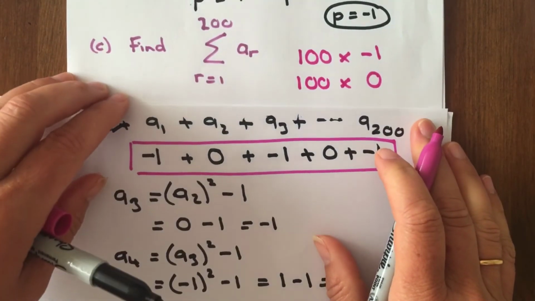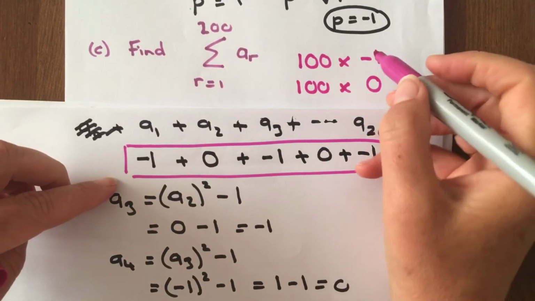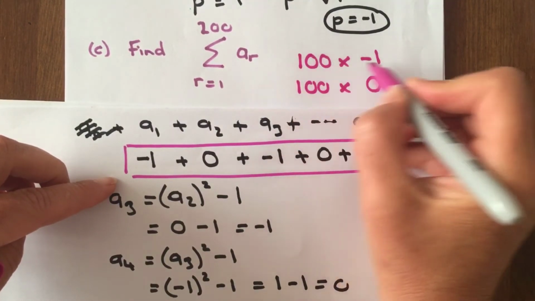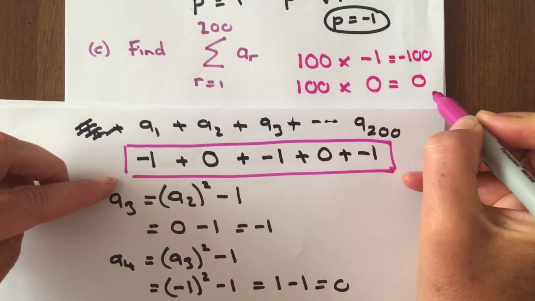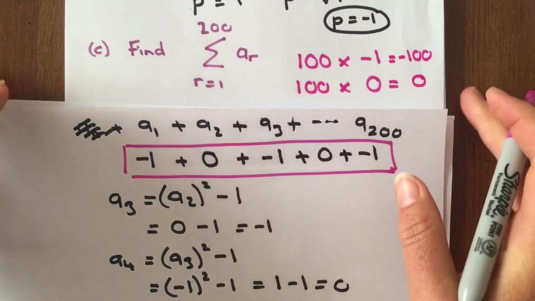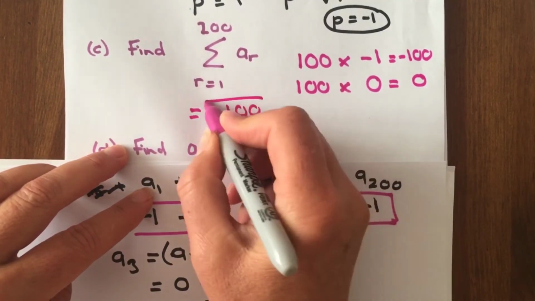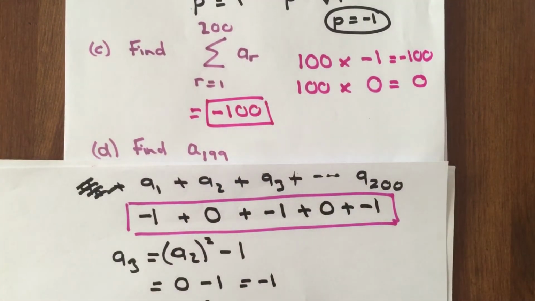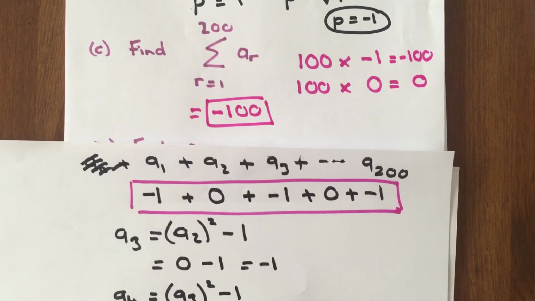And I'm asked to find the sum of all of these values. So I've got 100 lots of negative ones, that will equal negative 100. 100 lots of zeros, that will equal 0 if I add them all up together. So what will my total be? My total will be negative 100. Okay. Play that back to yourself again. If you're not sure, send me a comment, please, and I can give you another example on this.